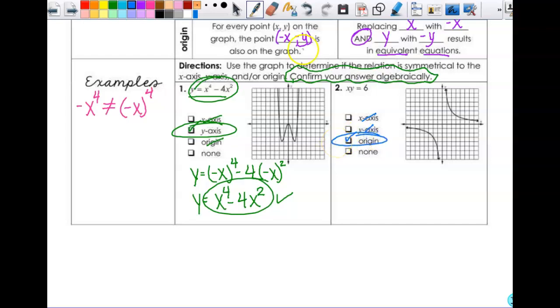So in order to test the origin symmetry, I replace both. That means that I'm going to get negative x times negative y equals 6. Well, negative x times negative y is x times y. That equals 6. This matches this, and I'm good. Okay? You have to show the substitution part of this. You can't just say, oh yeah, it's going to equal it because I can tell because it looks the same or whatever. You have to actually show your substitution, and then there's really no more work. I mean, that's all that has to be there.